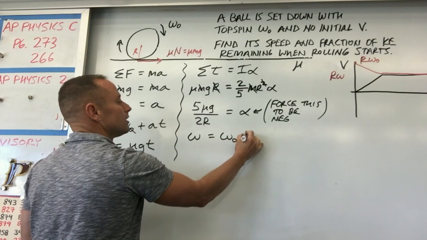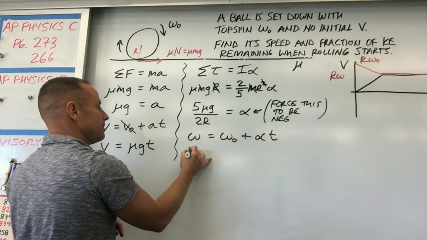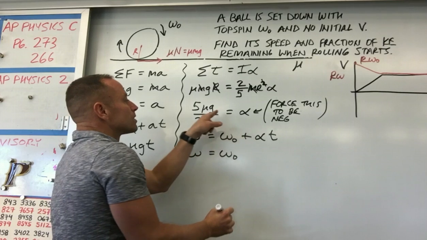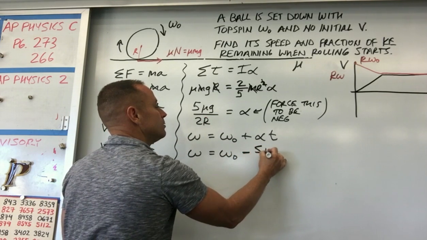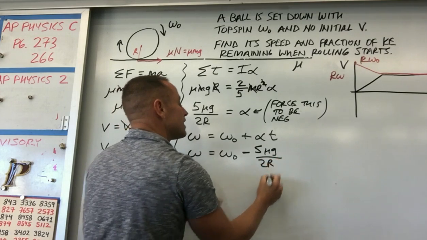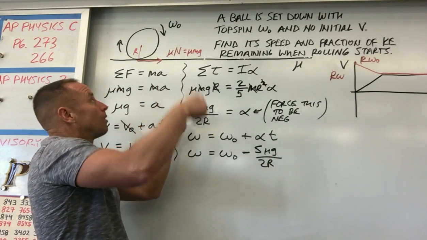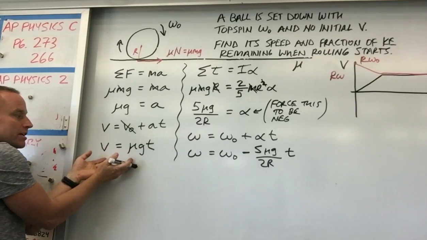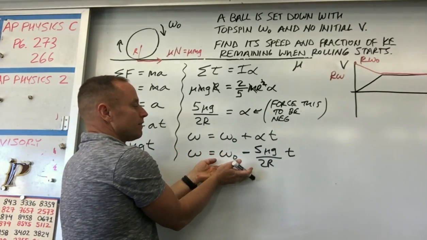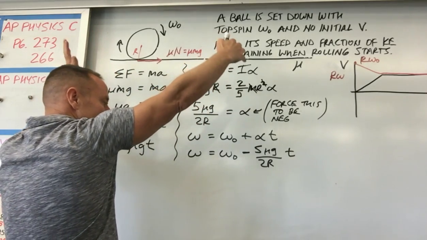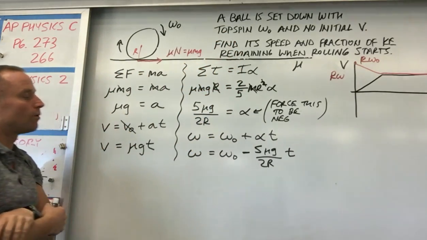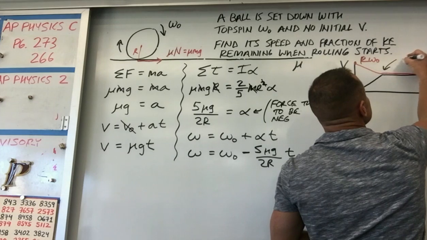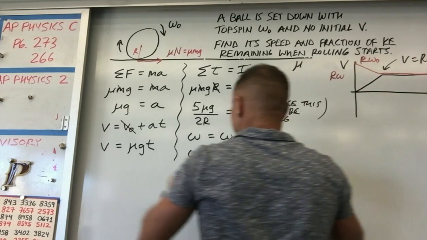Omega is omega initial plus alpha t. We're given the omega initial, and we force alpha to be negative: minus 5 mu g over 2r, times t. Again, if I don't force this to be negative, omega is going to grow, which is not what happens here. So here's how the translational speed evolves, and here's how the rotational speed evolves. These things are happening independently, but what gets them together is we set v equals r omega when the rolling sets in. At that magic point, that's where we get these together.